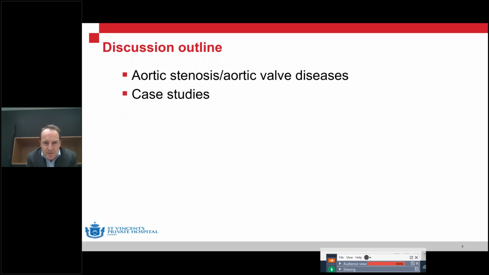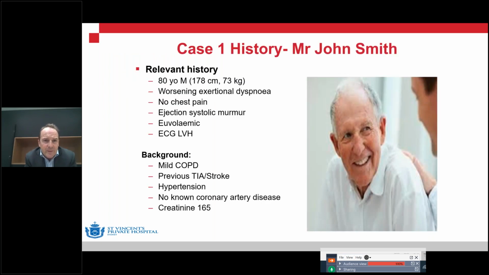So there's two parts to the talk. The first is a few slides just describing aortic valve disease, and then we'll get into some case studies in a bit more detail.